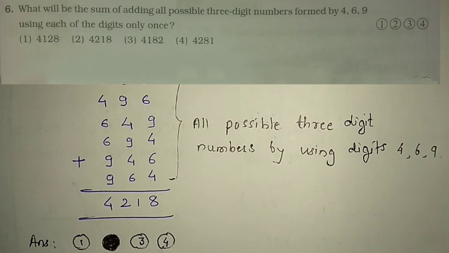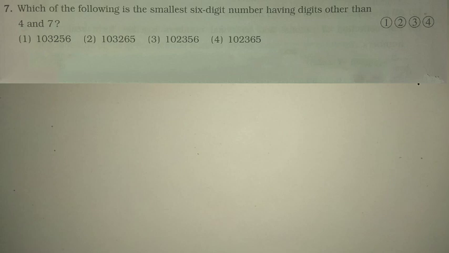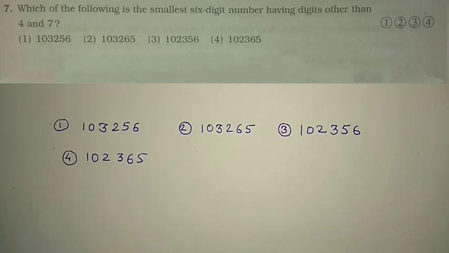Question number 7. Which of the following is the smallest 6-digit number having digits other than 4 and 7? Here 4 numbers are given and we have to find the smallest 6-digit number. Out of these 4 numbers we have to find the smallest number.